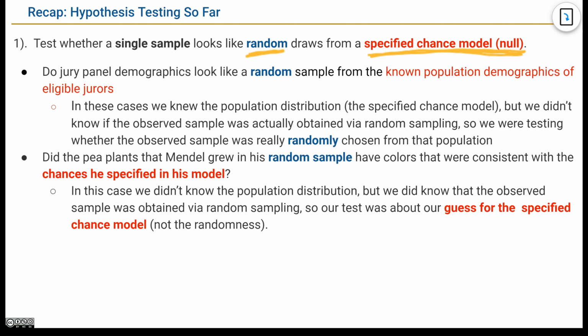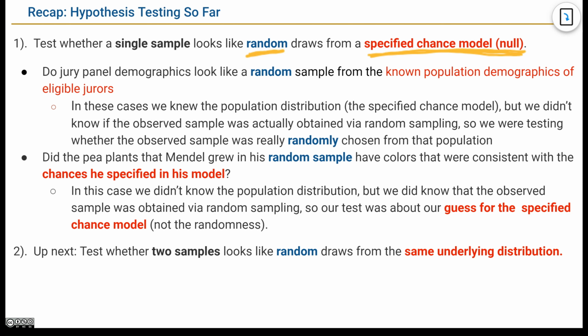Now we're going to expand our use of hypothesis tests to say, well, what if we have more than one sample? What if I have two samples, and I want to test whether or not they look like random draws from the same underlying distribution? And that is the idea underlying what's called A/B testing. We'll be covering that next.